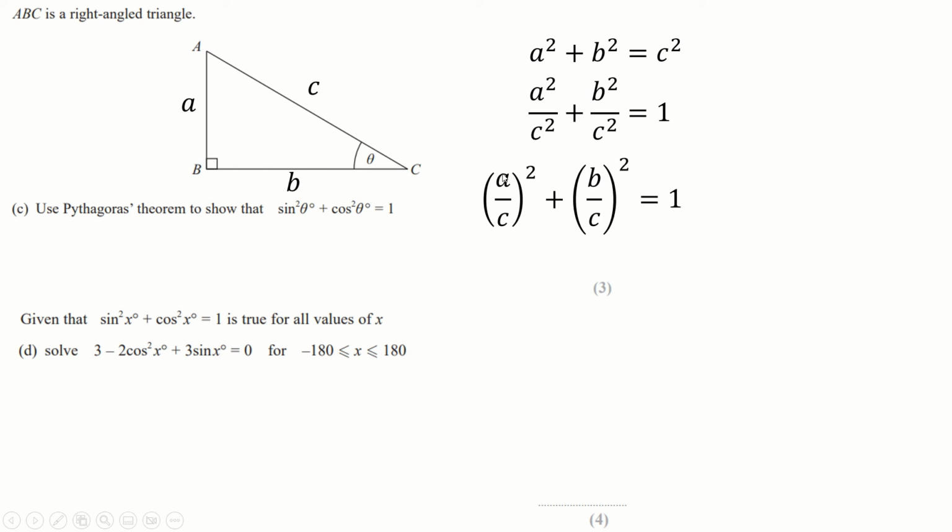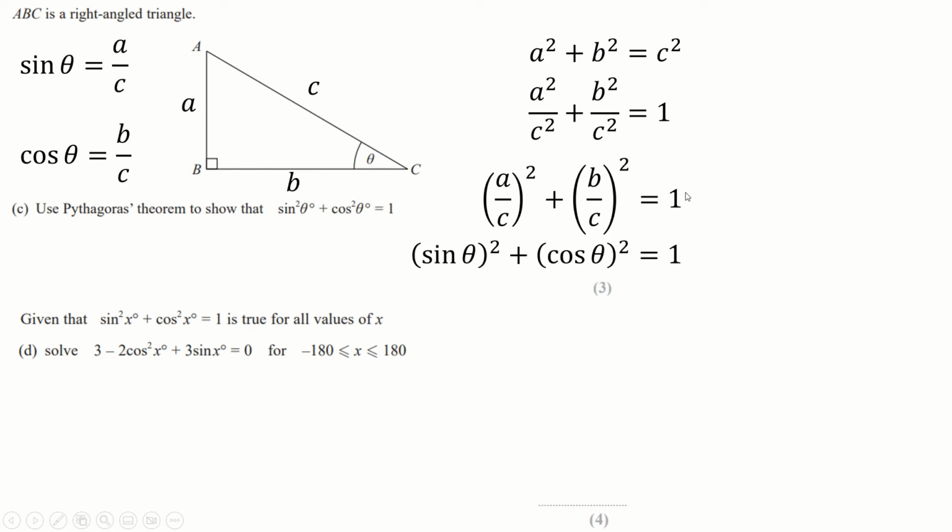A squared over c squared is a over c all squared, right? But of course, a over c is just sine of theta, right? Sine of theta is a over c, it's opposite over hypotenuse, and cos of theta is b over c. So we can replace those two results in here, and we'll get sine squared plus cos squared equals 1, which is what I've written here, that's the same thing.